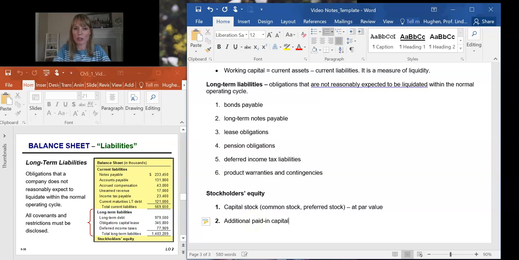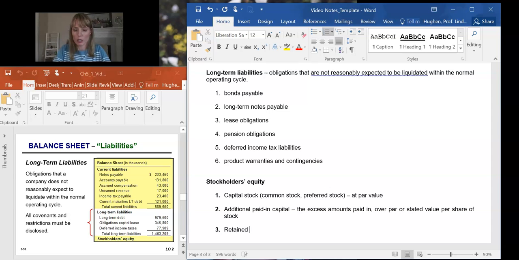No investor cares about this difference. We still have to report these items separately. So the excess amounts paid in over par, or what we call sometimes par is referred to as the stated value per share of stock. So if a company has both common stock and preferred stock, it reports each one of those at par, and then it also has two additional paid in capital accounts, one for the common and one for the preferred stock.